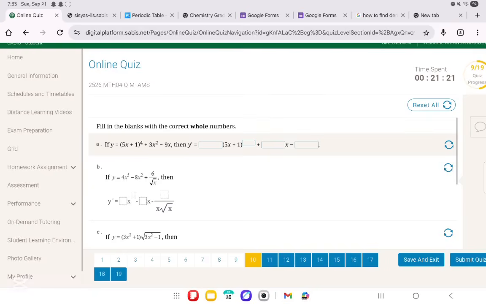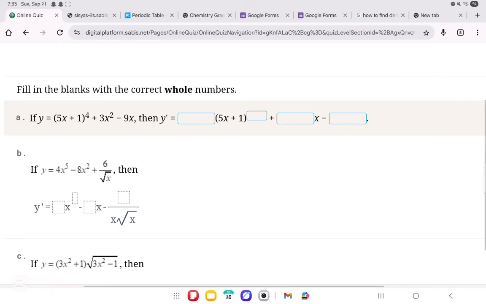This is a really long, complicated question that's going to take us 50 million years, but it's okay. The more we practice, the better we're at it, okay? Fill in the blanks with the correct whole numbers. We said, when we deal with a scenario like this, where we have a monomial or a binomial, and it's to the power of n, what are we supposed to do? We'll first deal with it as if it's a normal derivation.